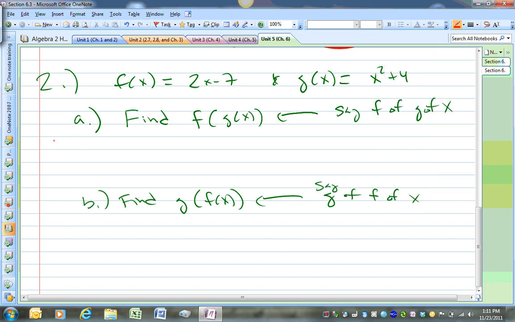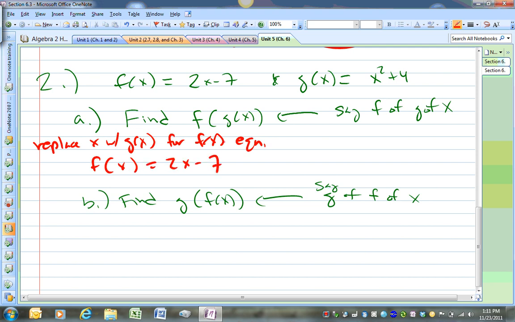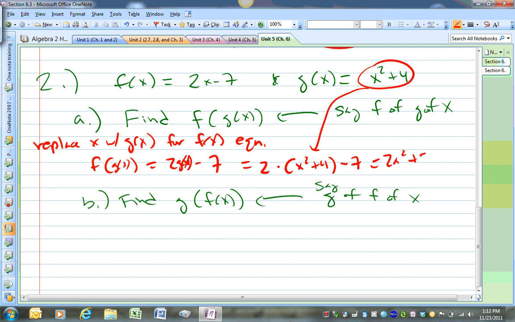So in this case, what you want to do is replace x with g of x for the f of x equation. So remember, f of x equals 2x minus 7. So what I'm going to do is now replace the x with g of x. So now equal 2 times x squared plus 4 minus 7. Because remember, that's g of x. I'm replacing x with g of x. So you get 2x squared plus 8 minus 7. You get 2x squared plus 1.